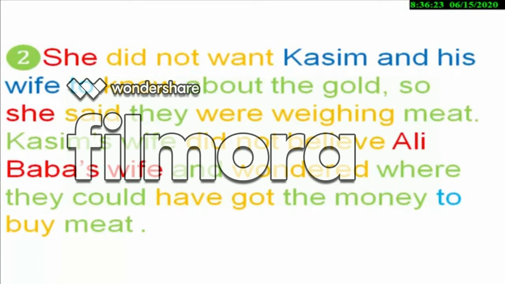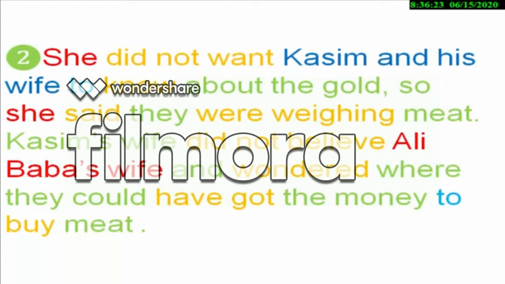To buy meat. We repeat. She did not want Qasim and his wife to know about the gold. So she said they were weighing meat. Qasim's wife did not believe Ali Baba's wife and wondered where they could have got the money to buy meat.